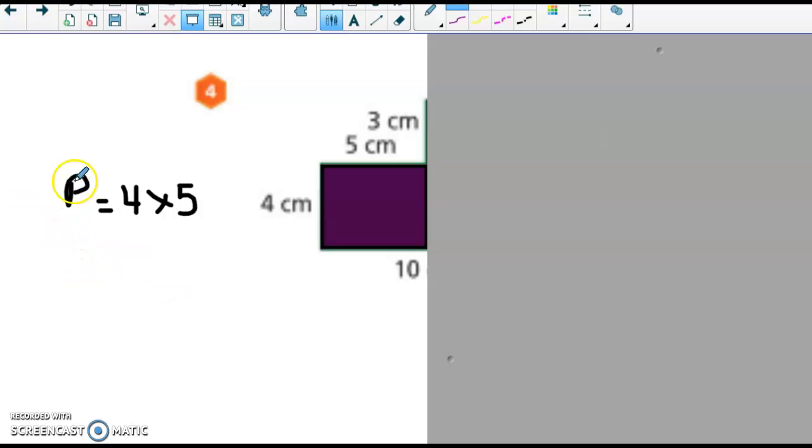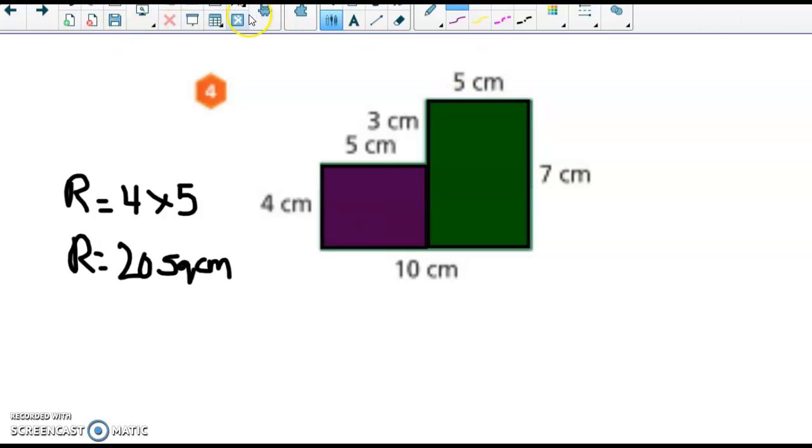So my purple rectangle, I'm going to make that an R because I don't want you to think it's perimeter. Rectangle is 20 square centimeters. Okay. So do you agree that this rectangle is 20 square centimeters? Okay. All right, so let's take a look at the next one.